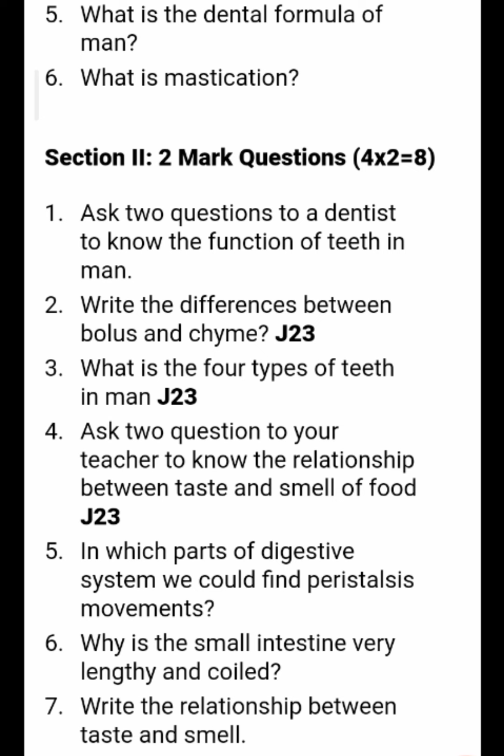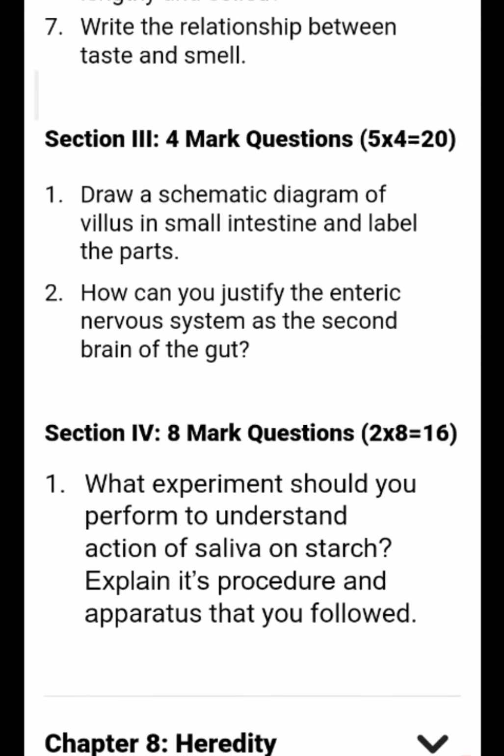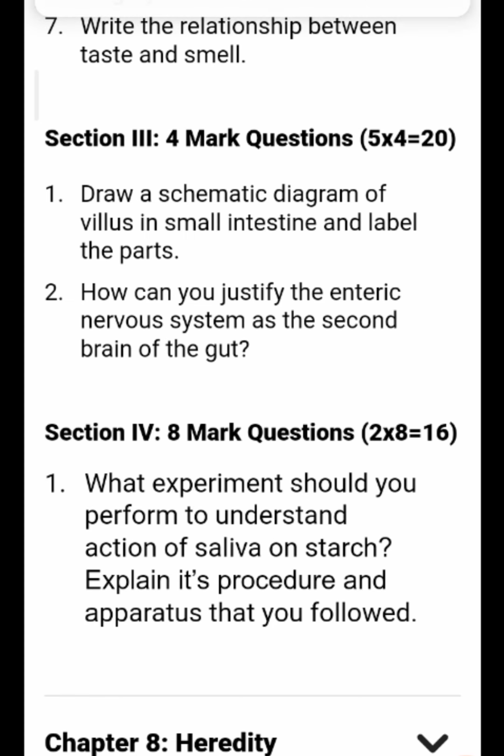Next, in which part of the digestive system do we find peristalsis movements? Next, why is the small intestine very lengthy and coiled? Write the relationship between taste and smell. Next question, 4 marks questions. Draw a schematic diagram of a villus in the small intestine and label the parts. Next, how can you justify the enteric nervous system as the second brain of the gut?